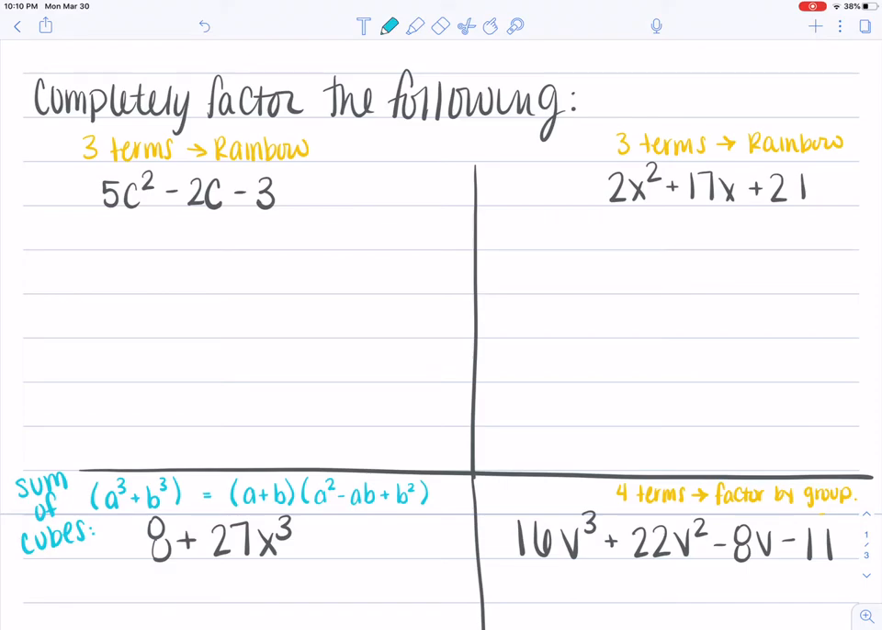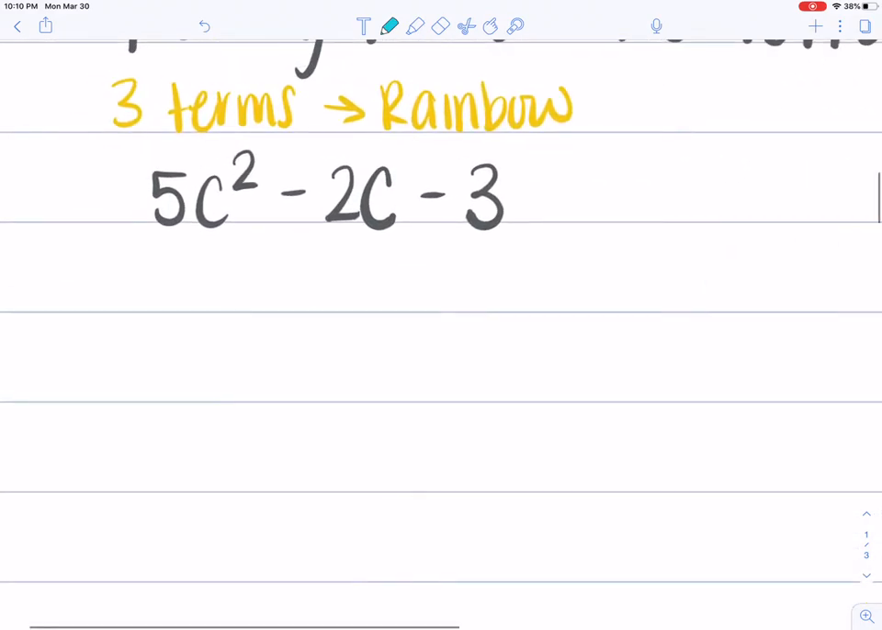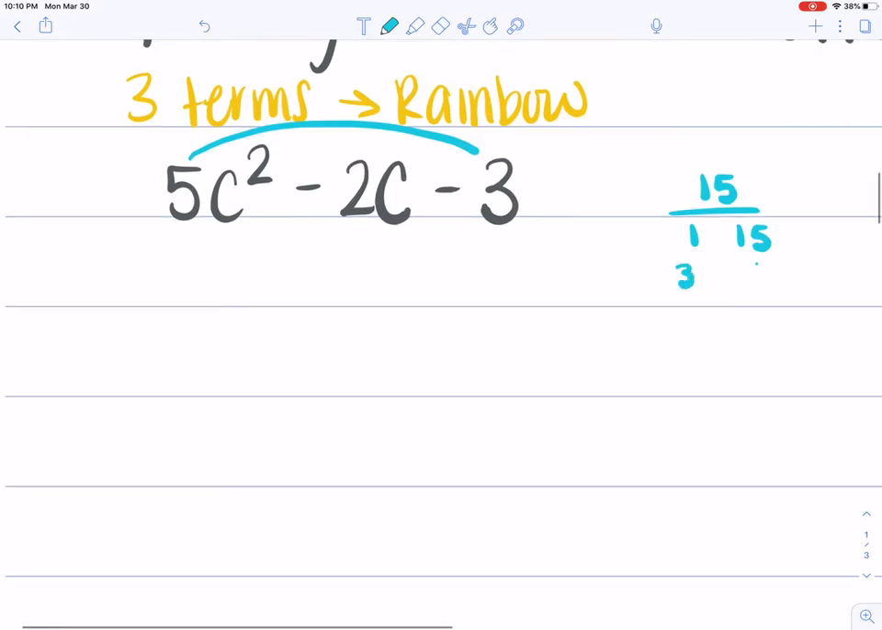So, for examples, completely factor the following. First example, 5c squared minus 2c minus 3. So it's 3 terms. This is just plain old rainbow. 5 times 3 is going to give me 15. My factors of 15 are 1 and 15, and 3 and 5. So which two of those will give me a difference of negative 2? Well, if I do negative 5c and positive 3c, that's actually going to get me negative 2, so I'm just rewriting it. Carry everything down.